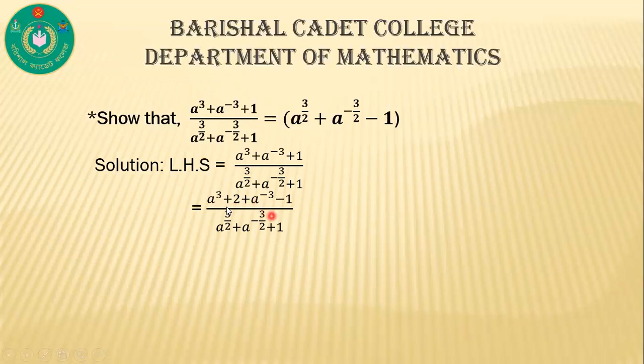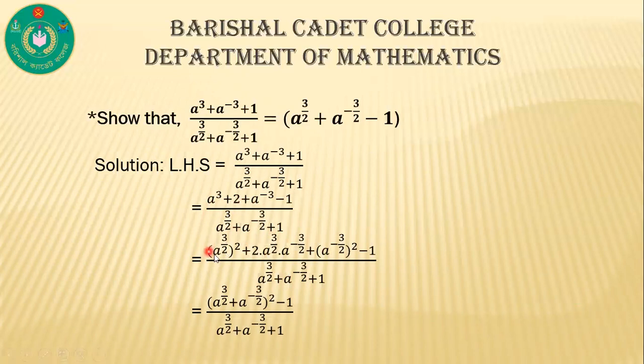Then we can write (a to the power 3 by 2) whole square, that means a cube, plus 2 into a to the power 3 by 2 into a to the power minus 3 by 2. Here minus 3 by 2 and 3 by 2 cancel, that means a to the power 0, which is 1, so plus 2. And plus (a to the power minus 3 by 2) whole square, and minus 1. Here the same term.